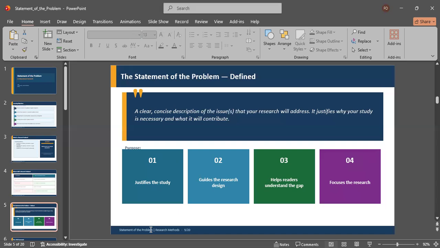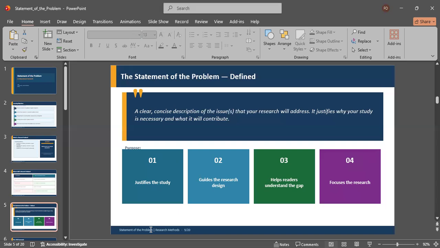Anyways, so now what is the purpose of writing the statement of the problem? Don't get me wrong, this is not the purpose of the study. This is just the purpose of the statement of the problem, because there should be a purpose for it. Why should we put it inside the research? There are 4 things basically listed here. One, it justifies the study. Why should we take your study seriously? Why is this study necessary? It justifies your study. That's what the statement of the problem does.